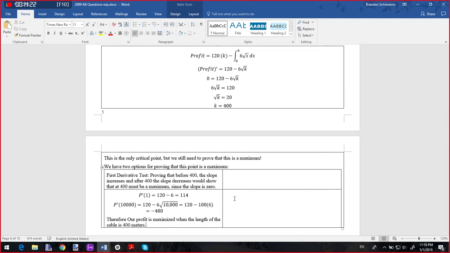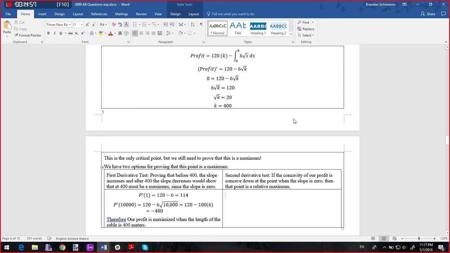Okay, the other way that I could have proved this was with a second derivative test. If the concavity of our profit is concave down at the point when the slope is 0, then that point is a relative maximum. If I'm concave down with a slope of 0, then it must be a maximum point.